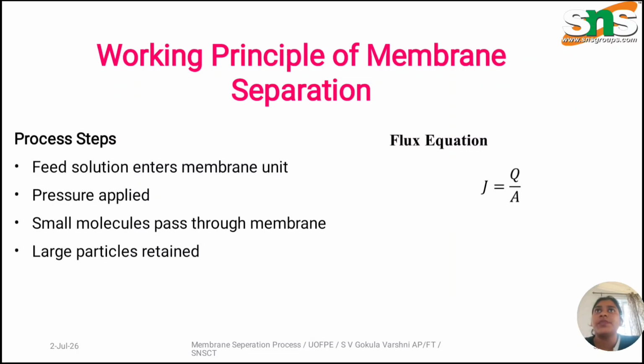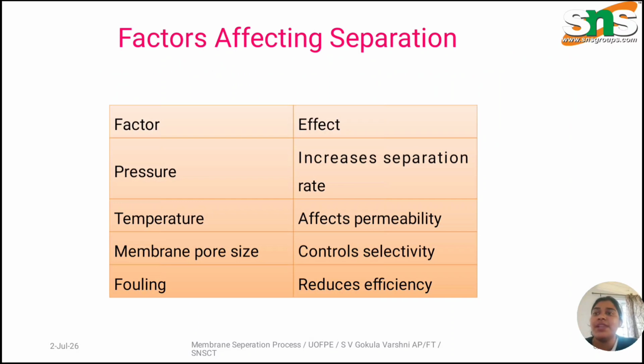Next we shall see several factors influencing the efficiency of membrane separation. First of all, pressure, which affects the membrane by increasing the separation rate. Next is temperature, which affects the permeability of the solution. Next is membrane pore size, which controls which particles are selectively allowed to pass through. And last is fouling, which reduces the efficiency of the membranes. Therefore, proper cleaning and maintenance are essential for efficient membrane operation.